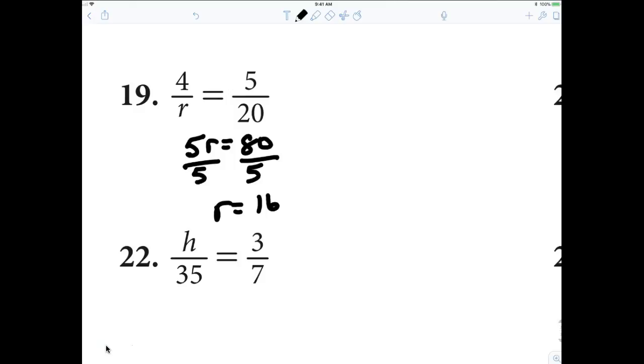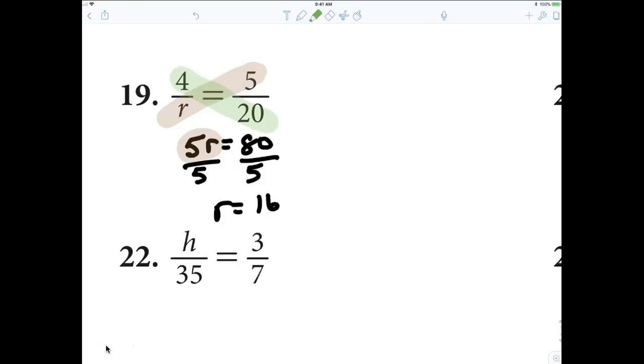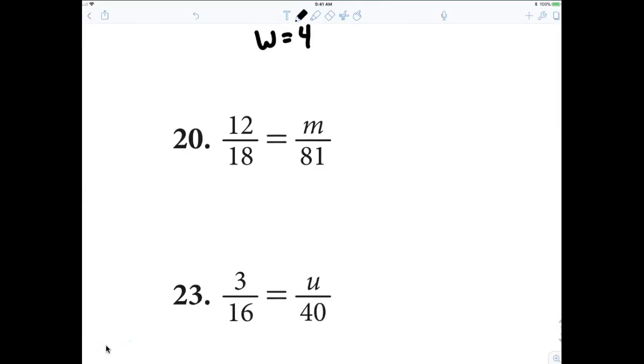Yes, sir? Wait, so for the cross multiply, we do 5R? Yes, 5 times R is 5R. Then R times 20 is 80. Oh, that makes sense. Right? Cross multiply. All right, 20. Cross multiplying, 18M is equal to how much? 912.